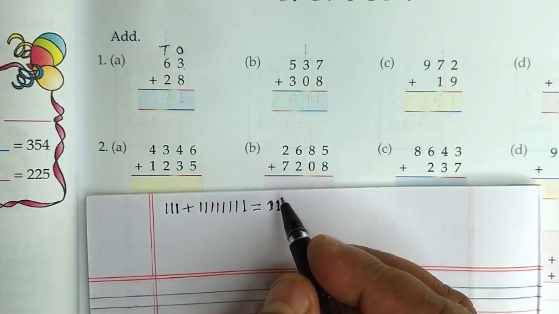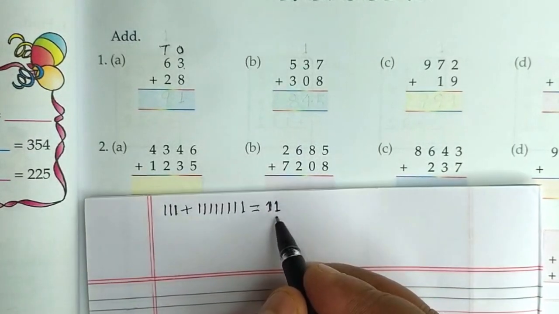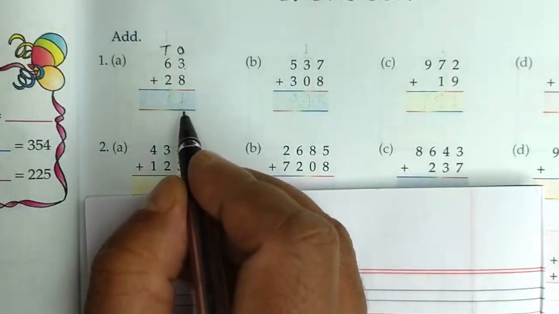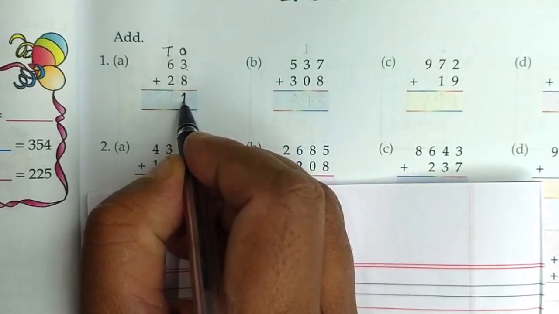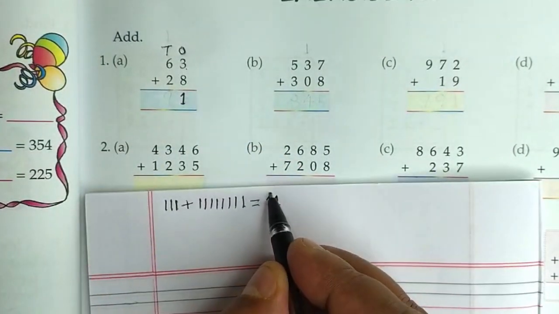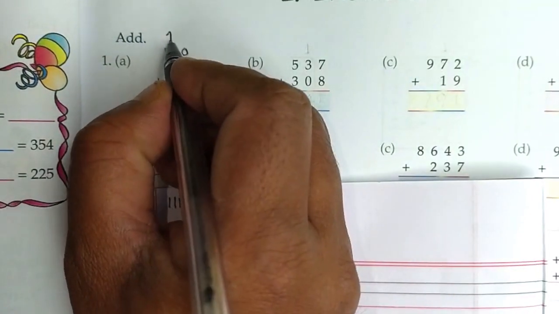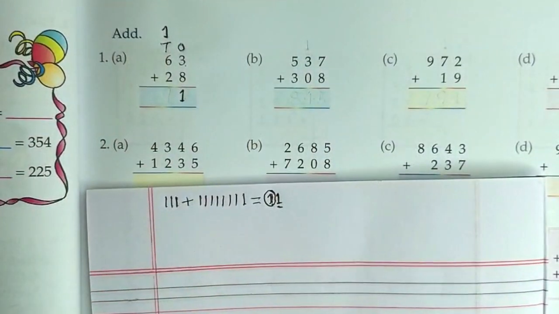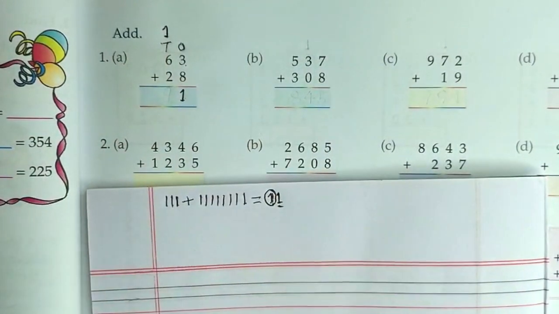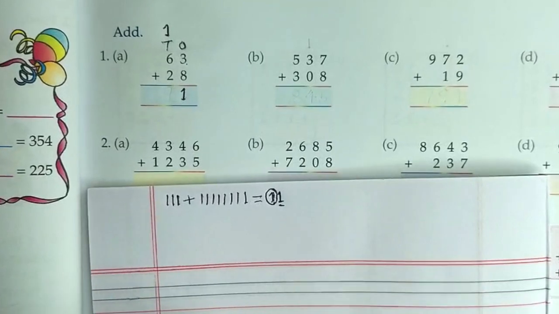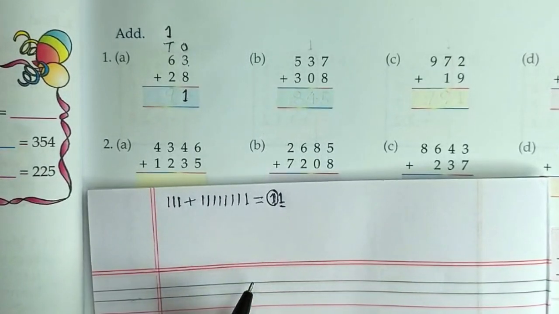Here, write down the ones number, that is 1, and carry the tens number over the tens digit to the next column.